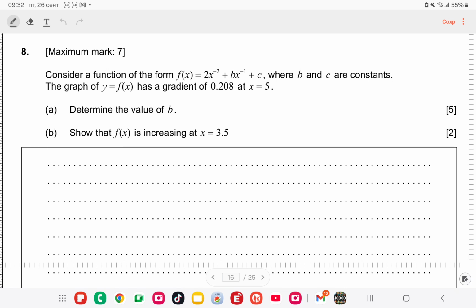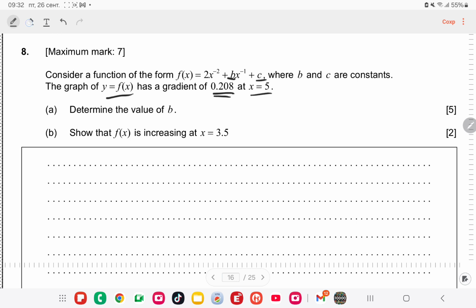Let's see. Consider a function of the form f(x), where b and c are constants. Yeah, you see that b and c are constants. The graph of y equals f(x) has gradient of 0.208 at x equals 5. Determine the value of b. This is part A.